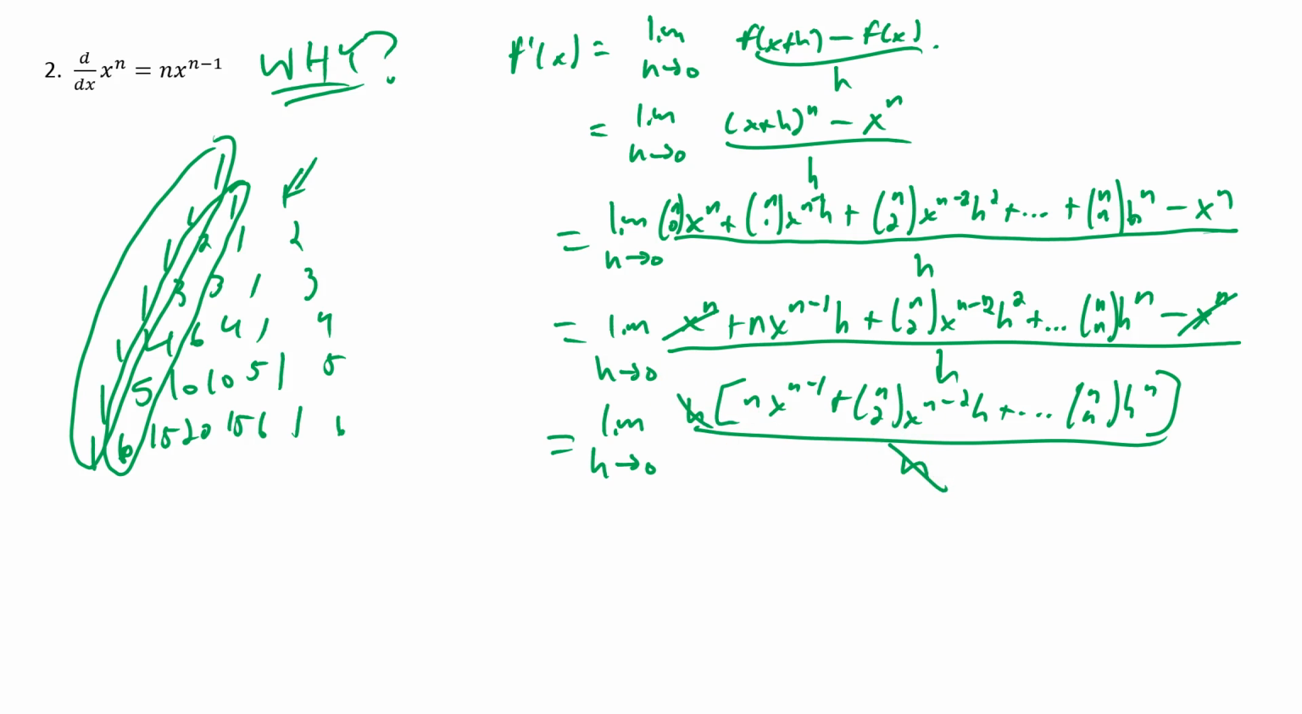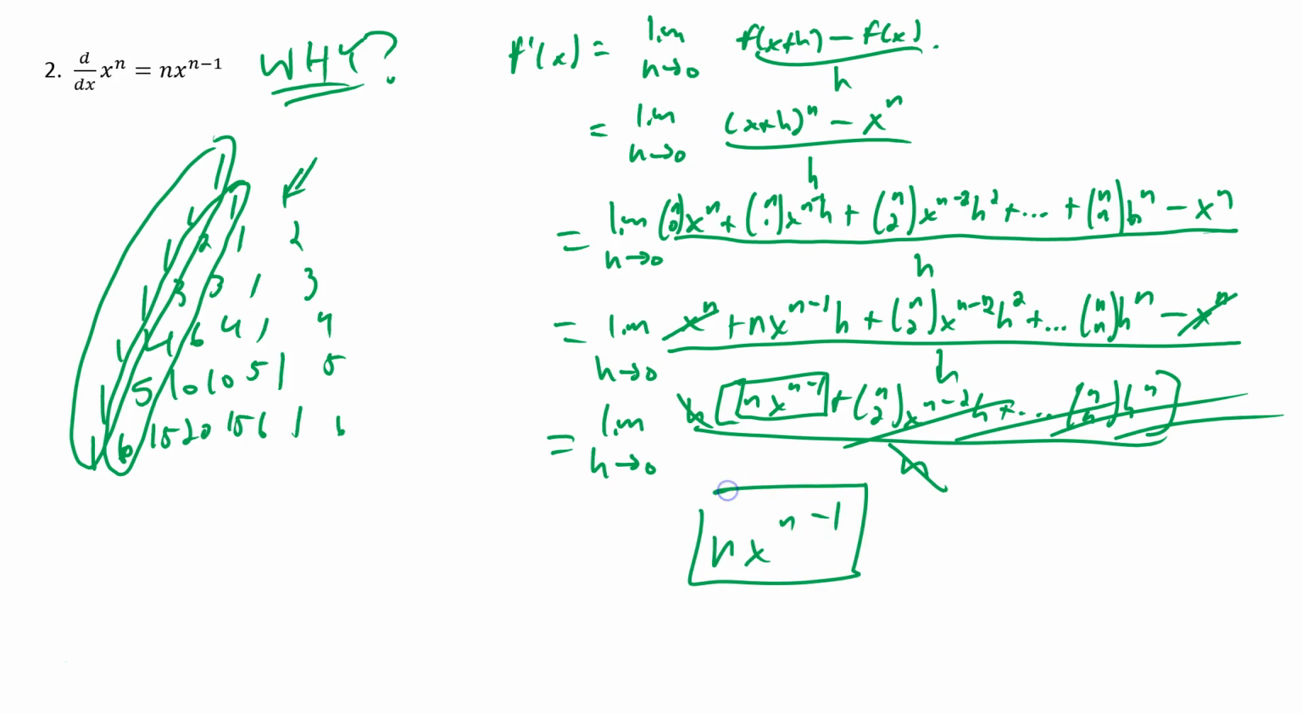And now notice what we have left on the top. Every term has an h in it except which one? This guy right here. So if h is approaching 0, all of these cancel. All of them go away, and I'm left with n x to the n minus 1. I love that proof. That is so cool. So the way to think about this is that the first term just has an x, so it goes away with the last one. The next term has one h, the next term has two h's, the next term has three h's.